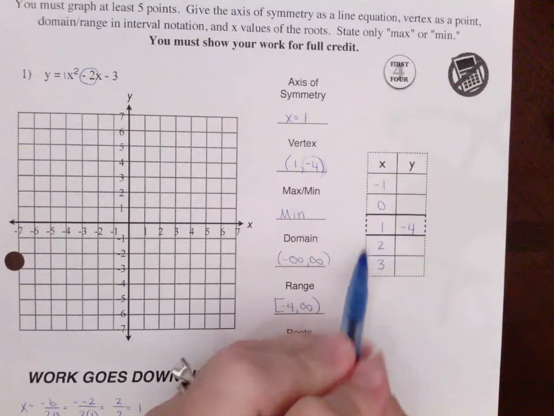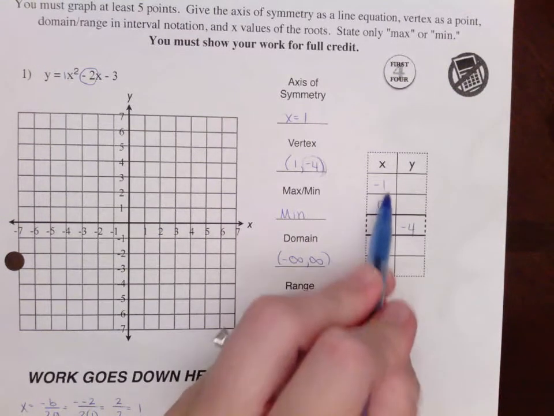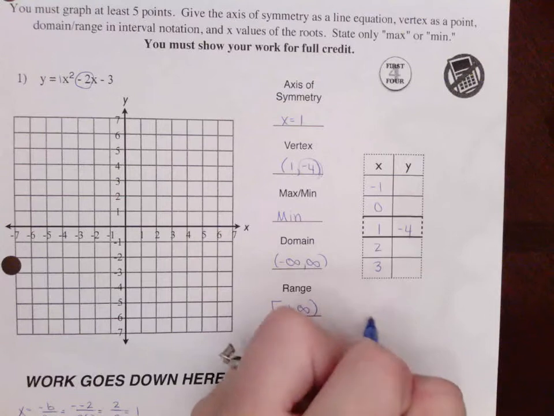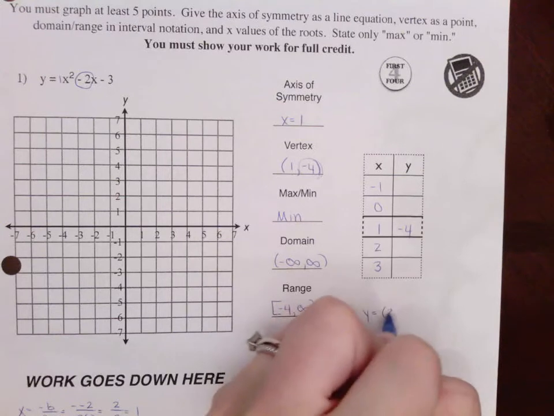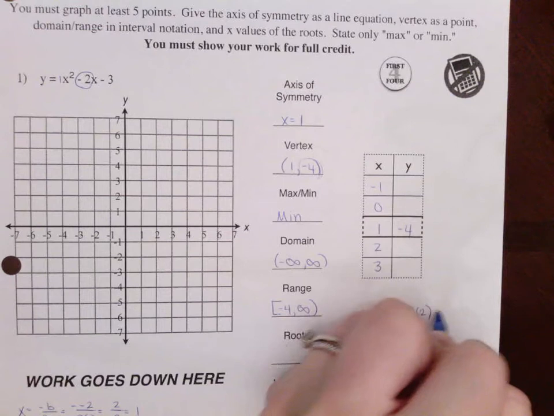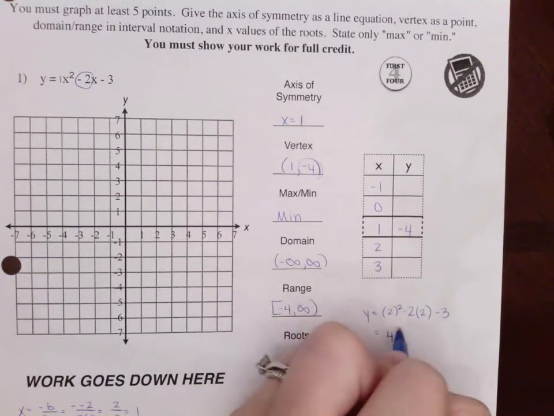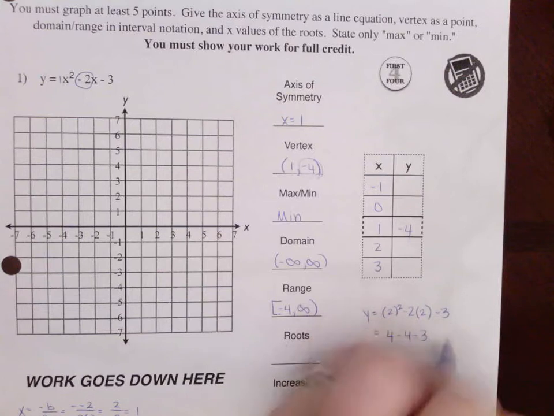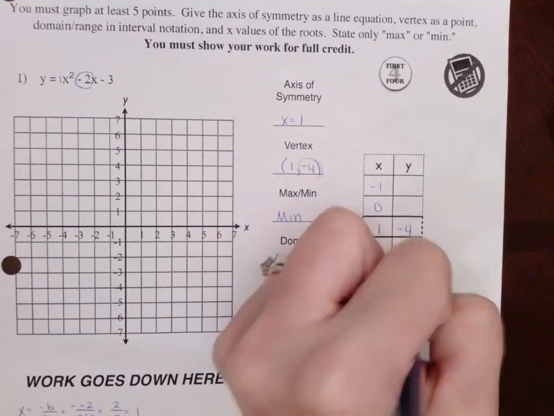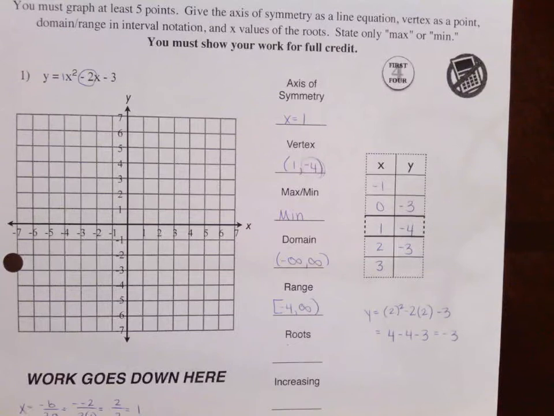To get the rest of those values in the table, we're going to plug in any one of either the top 2 or the bottom 2. So y is equal to 2 squared minus 2 times 2 minus 3. 2 squared is 4. Negative 2 times 2 is negative 4. Minus 3, and we clean that up, we get negative 3. So negative 3 goes on top and the bottom because we have symmetry.